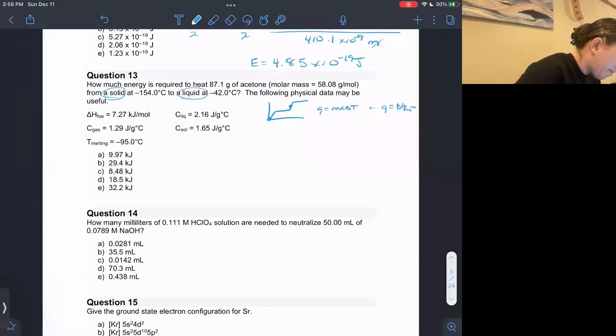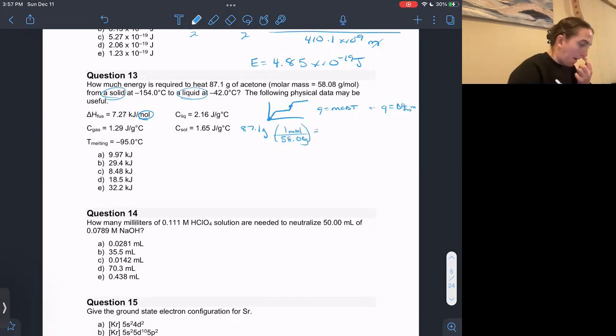Okay, the other thing that points out to me is moles here in my delta H of fusion. So I definitely need to change my mass component to moles as well. So I'm going to do that first. I'll do 87.1 grams of acetone at 58.08 grams per 1 mole. So I should get a little bit more than 1.